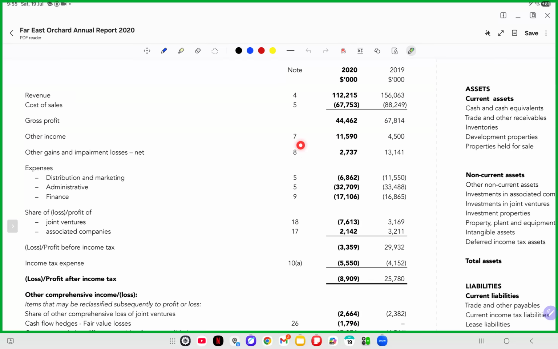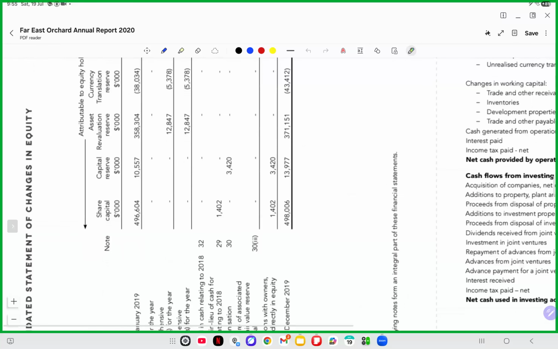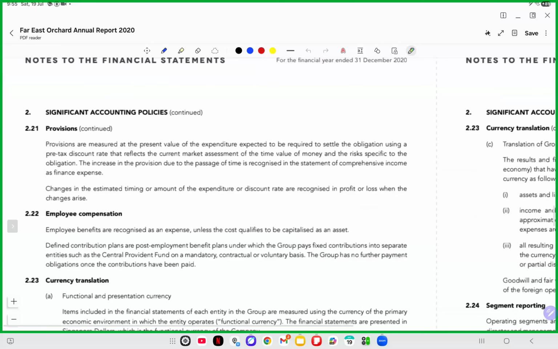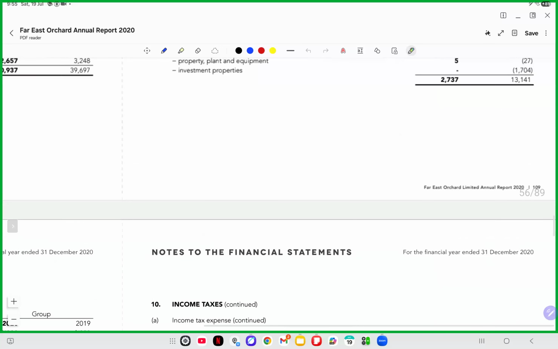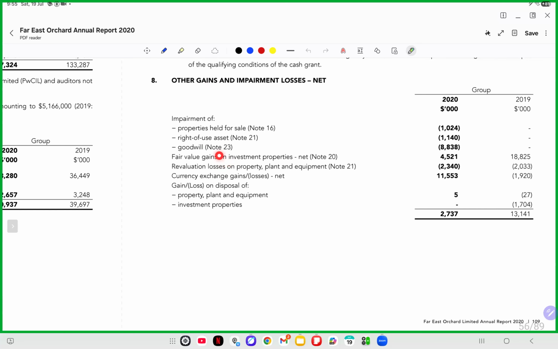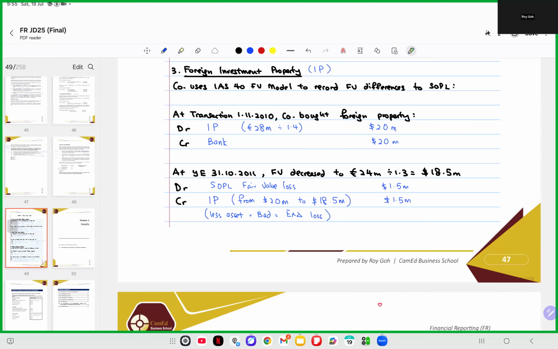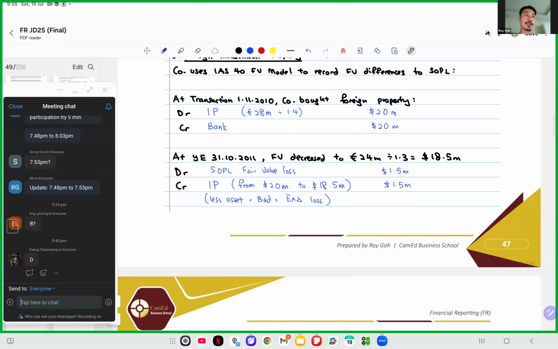You come here, note 8. What is note 8? Allow me to scroll to note number 8. This is note 5, 6, and 8 is over here. You see note number 8? You have investment property, fair value gain, fair value loss. So you report something similar onto the P&L. This is not about investment property, this is about exchange calculation.